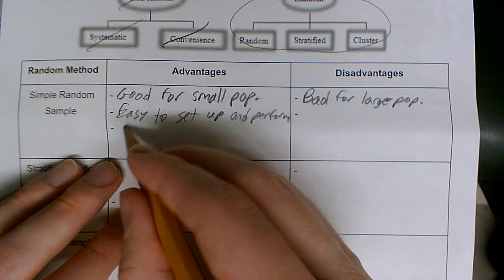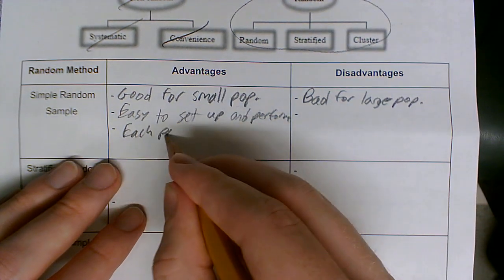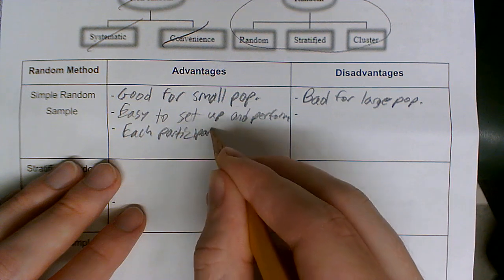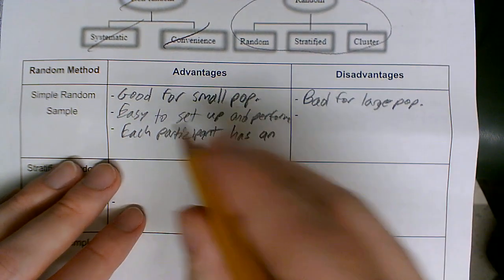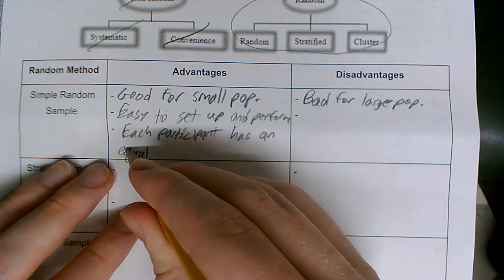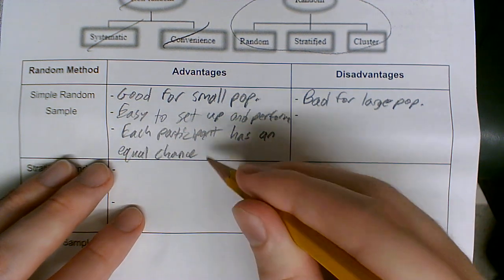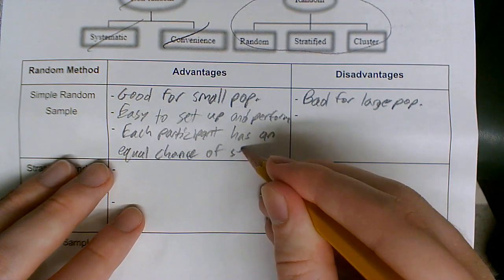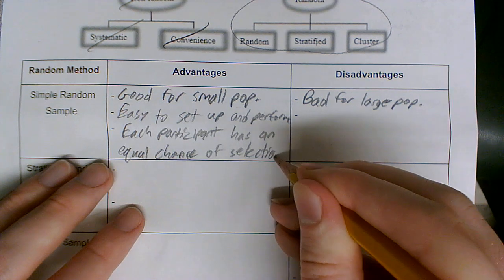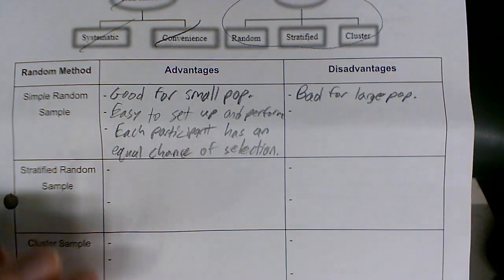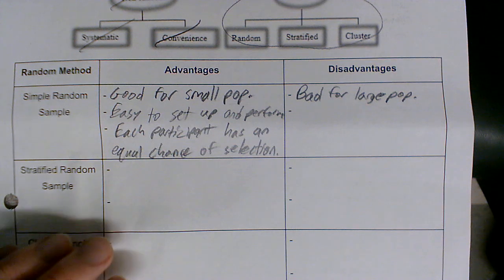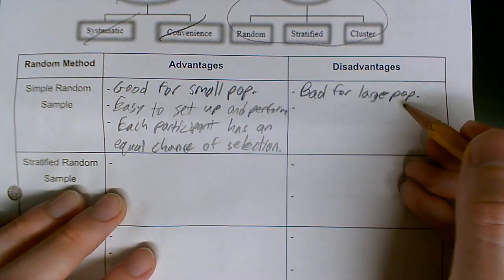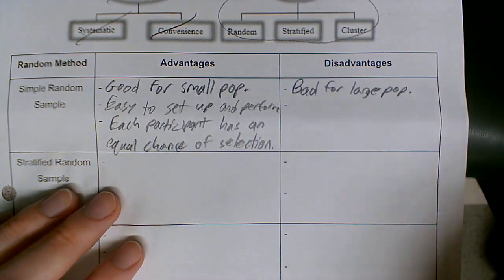And each participant has an equal chance of selection. This is good, because it means everybody can potentially have an equal say here. Now, the bad side of this is you would need a list of everyone.